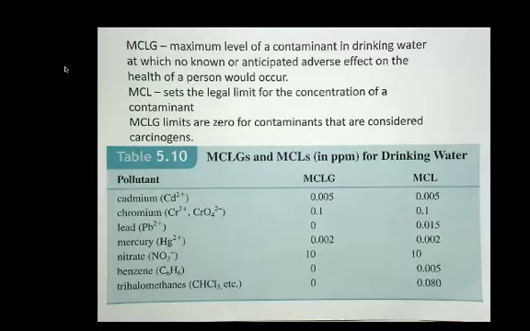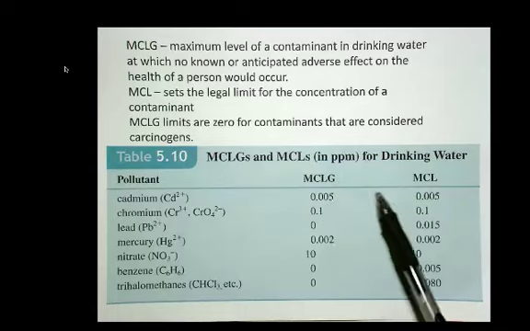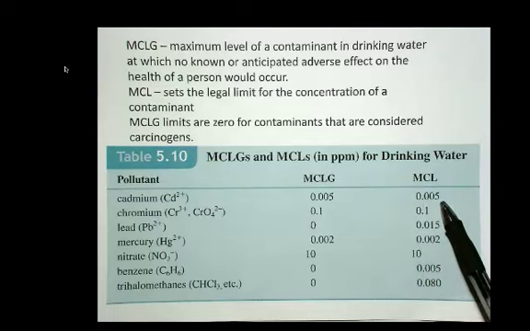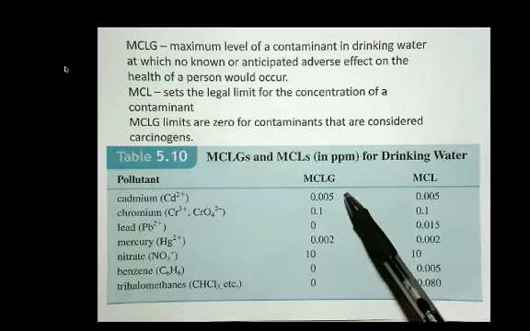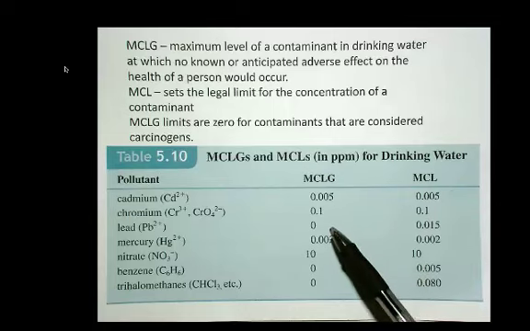Okay, so for example, just some are listed here: cadmium, chromium, lead, mercury, nitrates, benzene, and trihalomethanes, such as chloroform here. And you can see that in most cases, the maximum level, the MCLG, is the same as the MCL. So this is the maximum known limit where no adverse effects would be found. And so then the limit here is, well, that. You don't want to go over that, because above this concentration, there could be harmful effects. So this would be the limit considered acceptable.